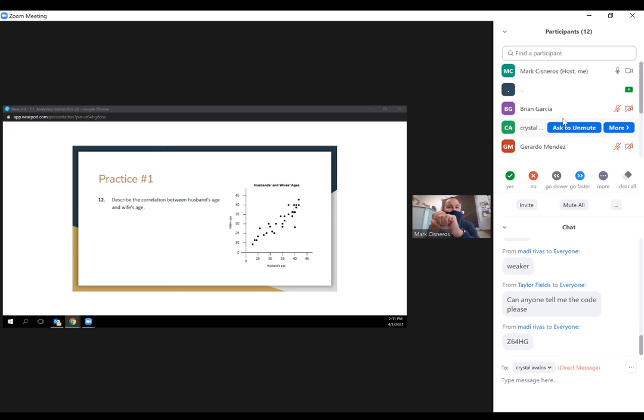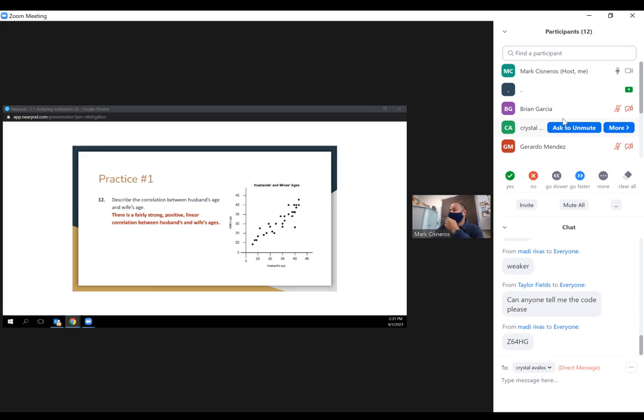And is it linear or nonlinear? It's pretty linear. It's a pretty straight line, even though it's not super strong. In statistics, this is probably more than somewhat strong. It's probably fairly strong. And that's what I wrote here. It's a fairly strong, positive, linear correlation between husbands' and wives' ages. So when I ask you to describe the correlation, this is what I want you to say, all three things, but you can do it in one short sentence. That's it.